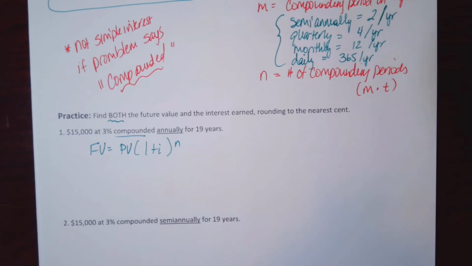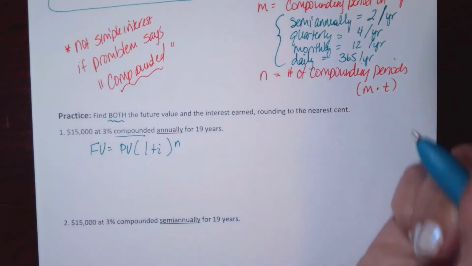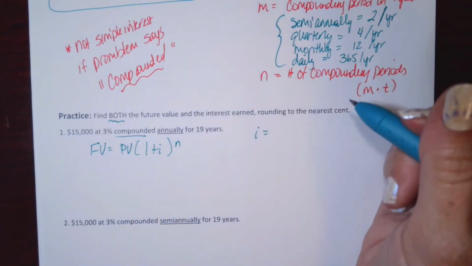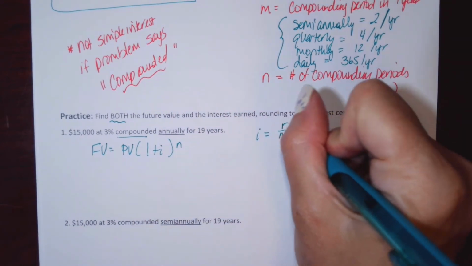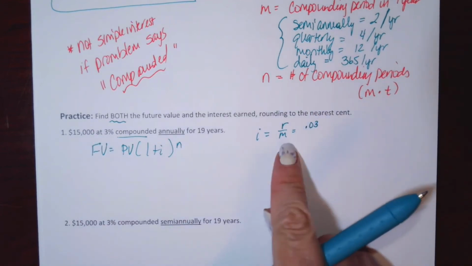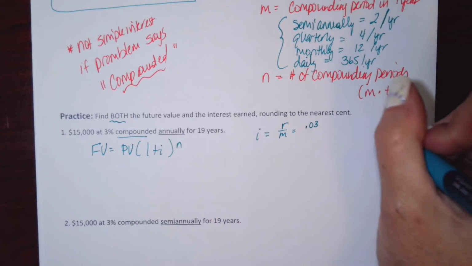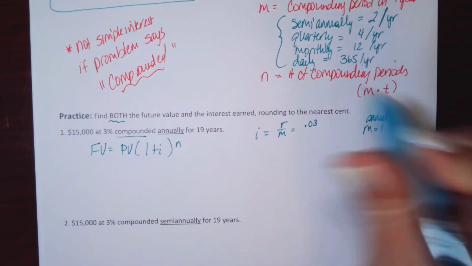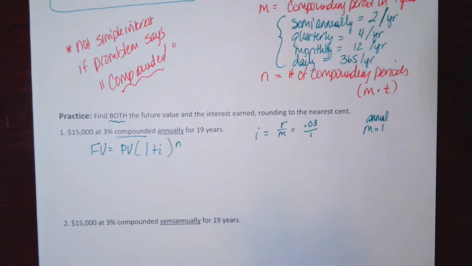And then we consider what we know and what we need. 3% is a rate. I, however, in our formula is that rate per period, R per M. Well, my rate is 0.03 when I change it to a decimal. Compounded annually, M is 1 because it's annual. So I is just 0.03 divided by 1 for this case.